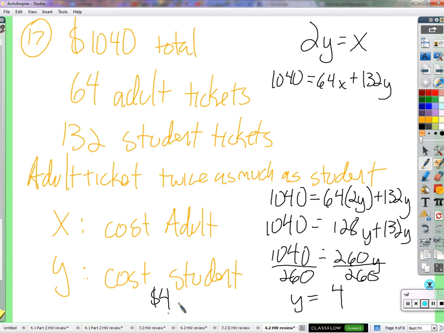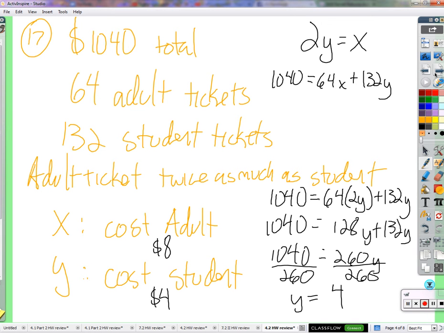Alright, so you answered all of the questions. The student ticket is $4, and we look at this information, this sentence. We know the adult ticket costs twice as much, so it must cost $8. And we plug back in and check. I'm sure it'll come out correctly.